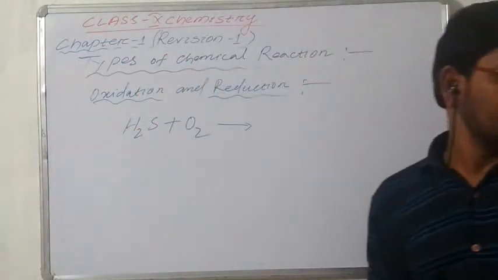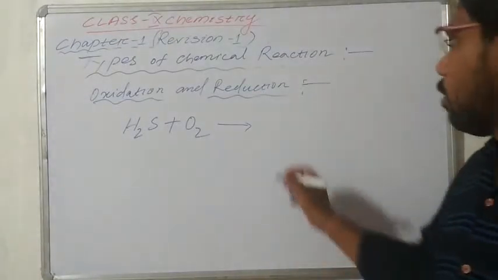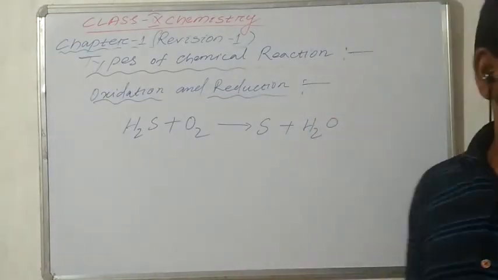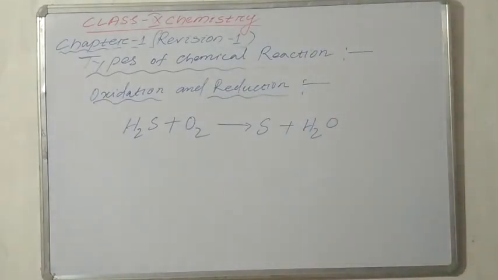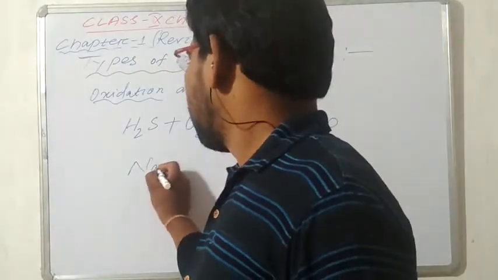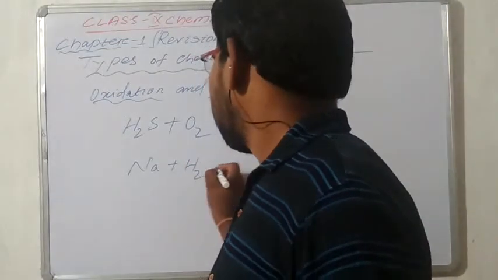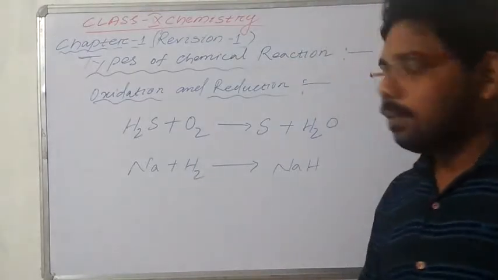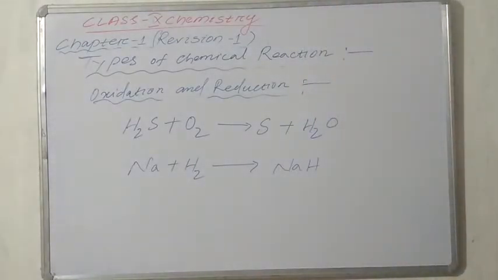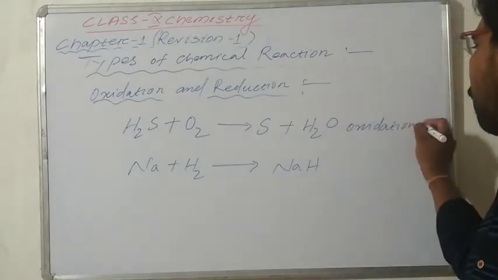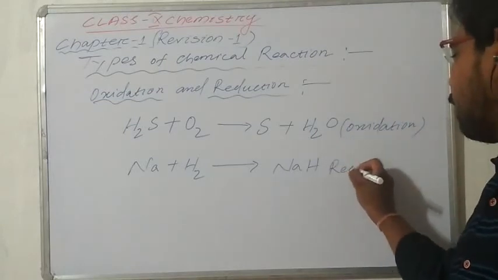Suppose H2S plus O2 forms S plus H2O, sulfur plus water. And another reaction we are discussing is Na plus H2, sodium plus hydrogen gas, forming NaH, sodium hydride. Here the first reaction is an oxidation reaction, and the second one is a reduction reaction.